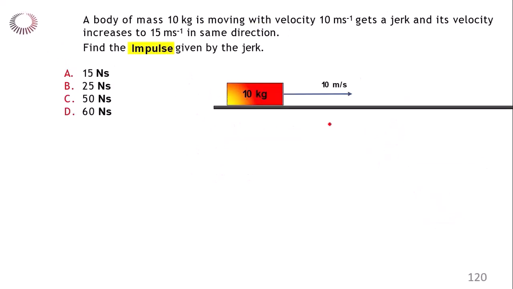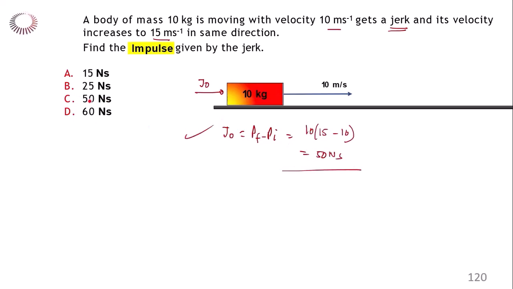So let us say there is a body of mass 10 kg moving with 10 meter per second, gets a jerk. So jerk is another name for the impulse. And its velocity increases to 15 meter per second in the same direction. So here you are applying the impulse J naught, because the velocity will increase. So J naught should be equal to P final minus P initial. What is P final? 15 meter per second. So 10 into 15 minus 10 into 10. The 50 Newton second is the jerk that you are applying. So J naught is 50 Newton second.